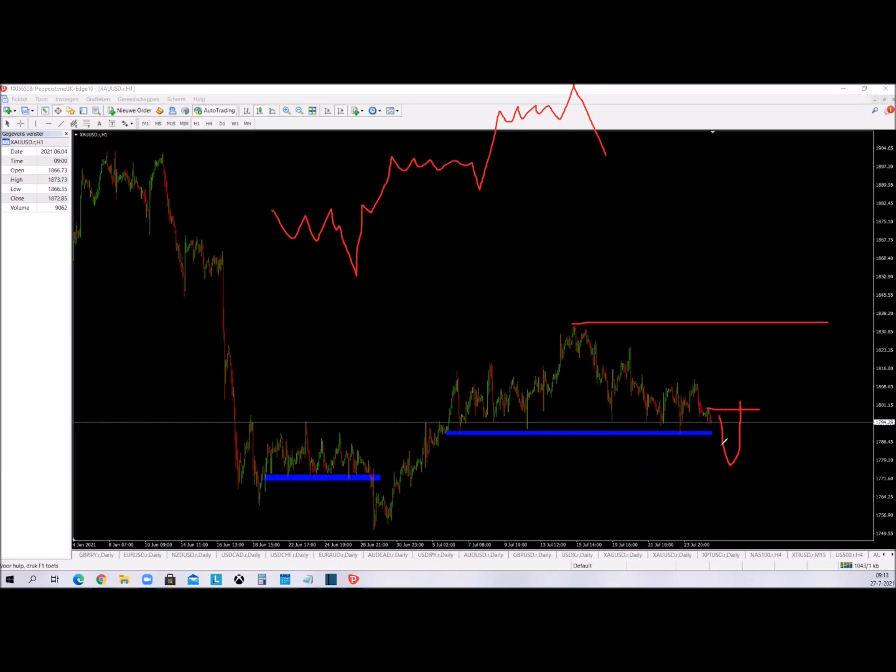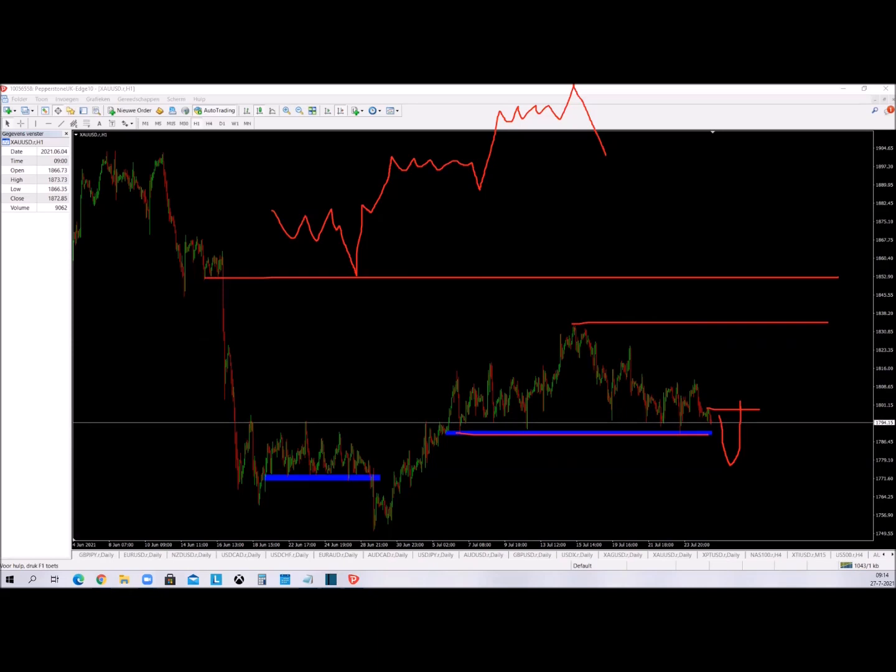So I wait for a move to grab all the liquidity below market, then a close above this minor structure, then targeting this high and potentially this area. So that is how I would approach gold.